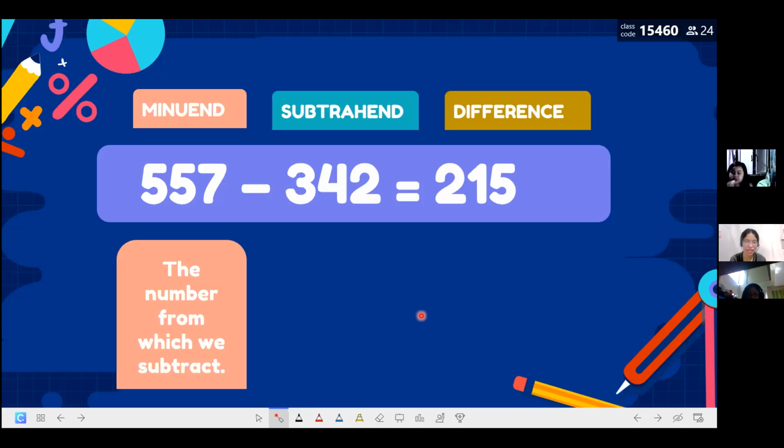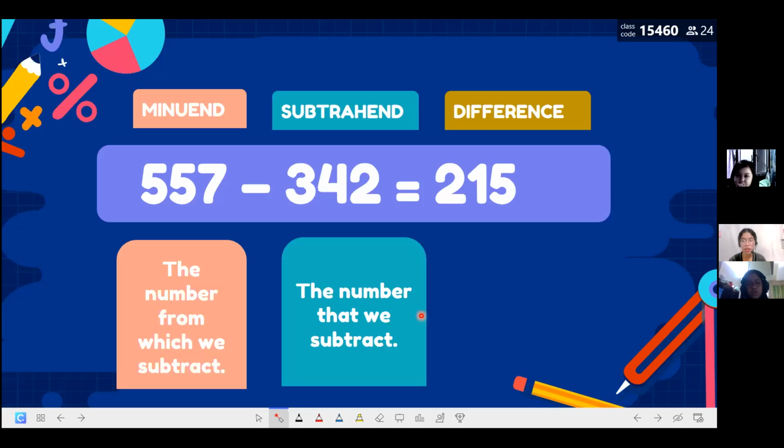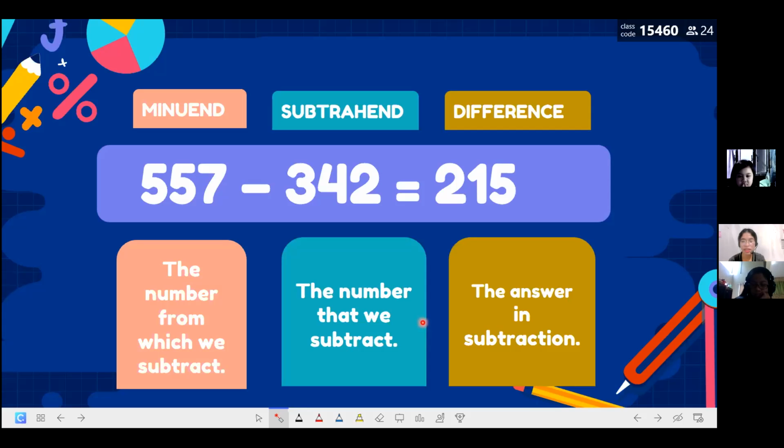So again, class, the minuend is the number from which we subtract, which is 557. It's the larger amount. Next, the subtrahend is the number that we subtract. And the difference is the answer in subtraction. But class, how to find the difference?